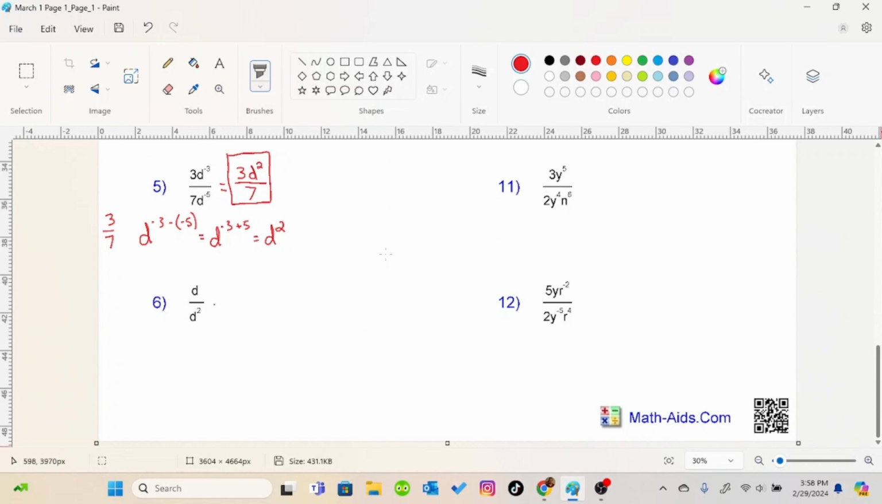And number 6, we have 1 on top minus 2 on the bottom. 1 minus 2 is -1, but they want positive exponents in our answer, so this becomes 1 over d. And that's our final answer.